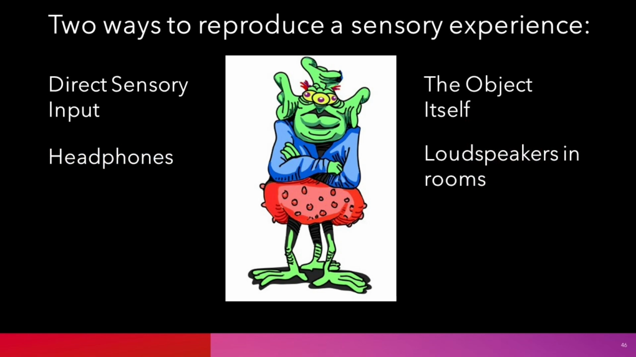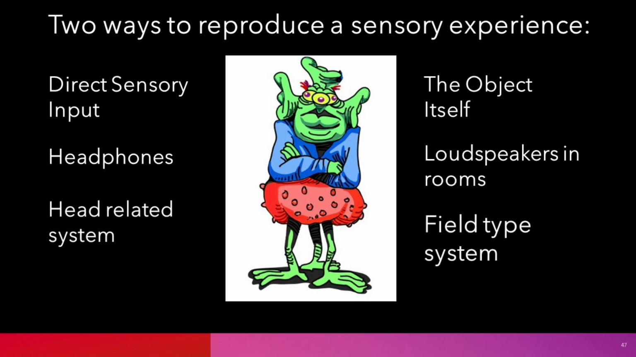For audio, we're talking headphones as a direct sensory input. It has to be created with a dummy head, right? That mimics the sensors of your head. The object itself is loudspeakers in rooms. And that's what we need to realize in order to do it right.